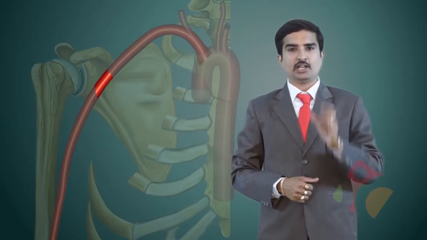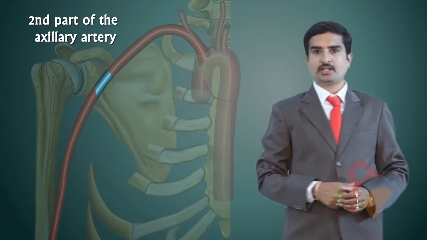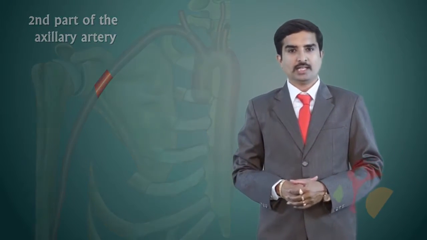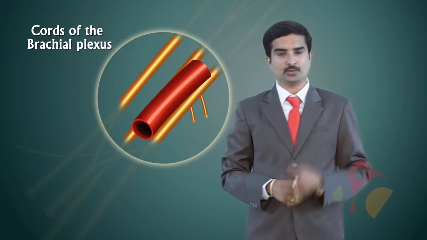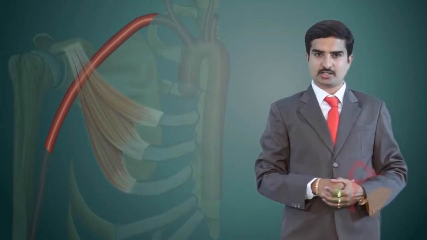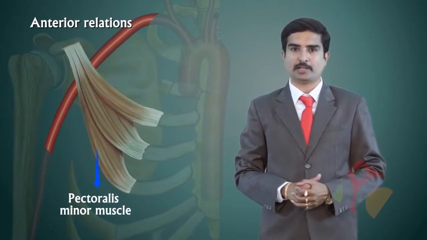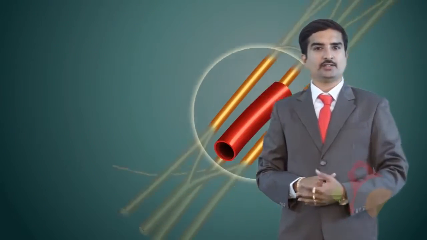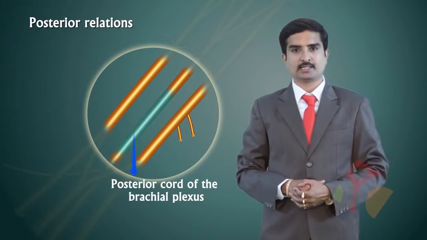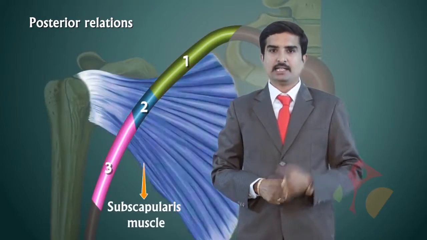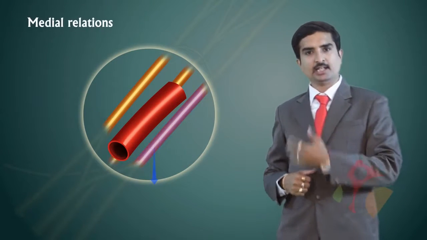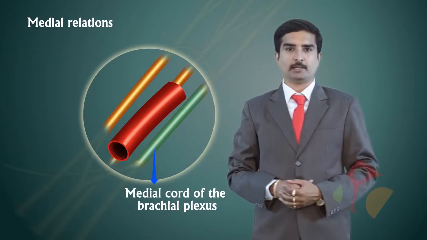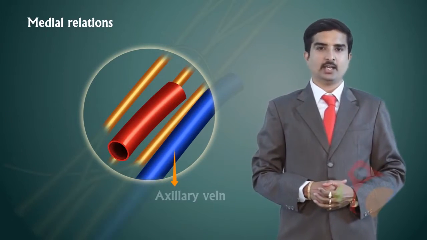You should remember a very important point here, that the relations of the second part of the axillary artery are very, very important, because it is related to the cords of the brachial plexus. For example, anteriorly it is related to the pectoralis minor, posteriorly it is related to the posterior cord of the brachial plexus and the subscapularis muscle. Laterally it is related to the lateral cord of the brachial plexus, and medially it is related to the medial cord of the brachial plexus along with the axillary vein.